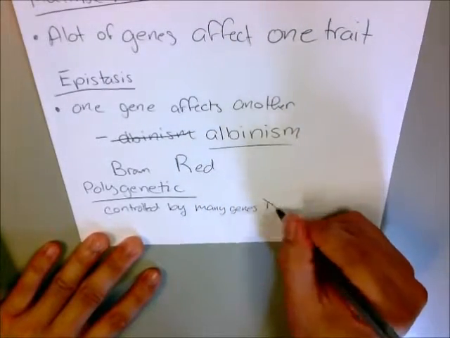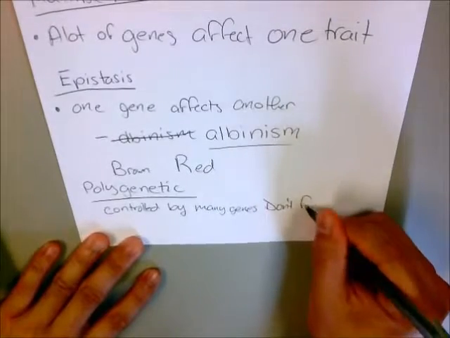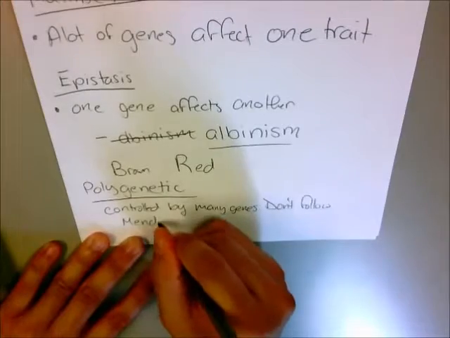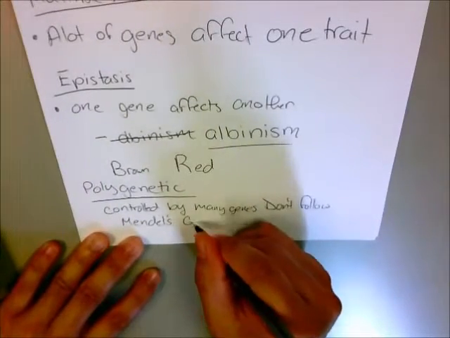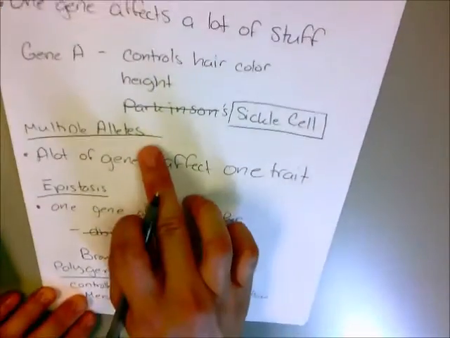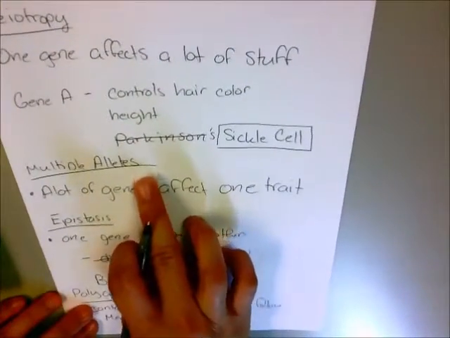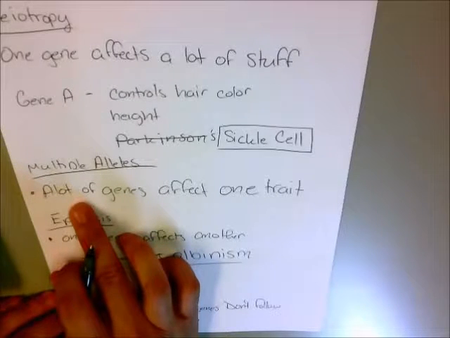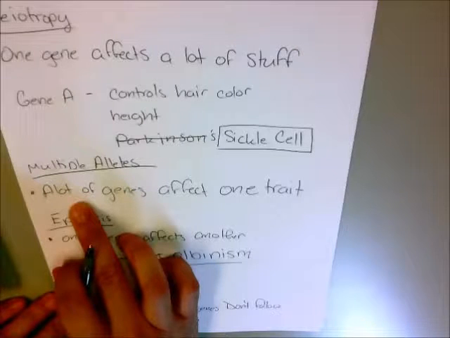And they don't follow Mendelian inheritance, Mendel's genetics. Basically, all that stuff you learn with Punnett squares, multiple alleles follows Punnett squares. So let's see, you have a gene that affects your hair, right?